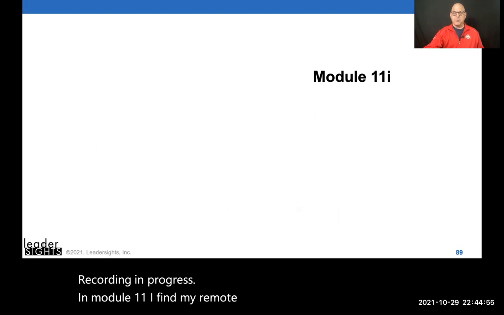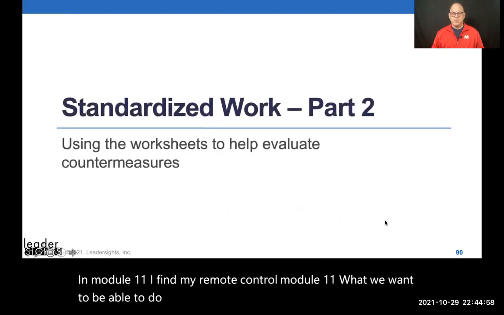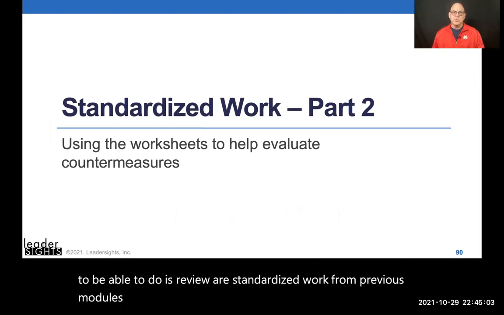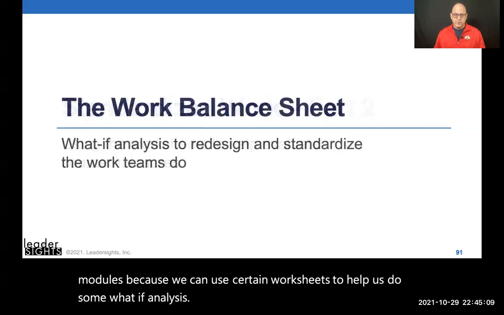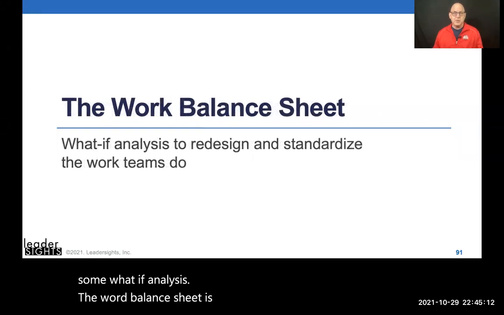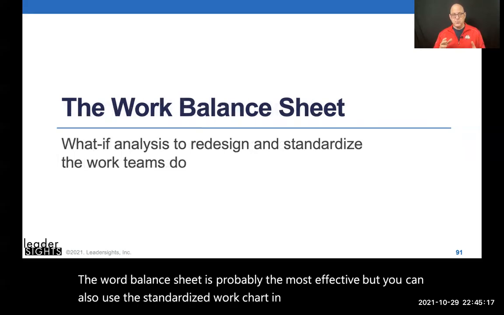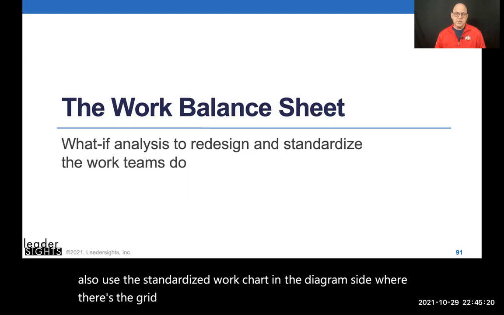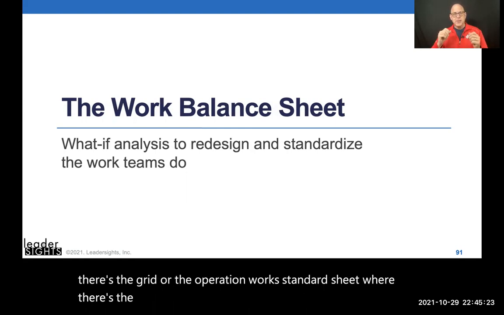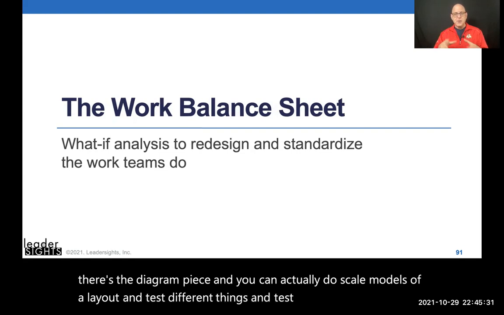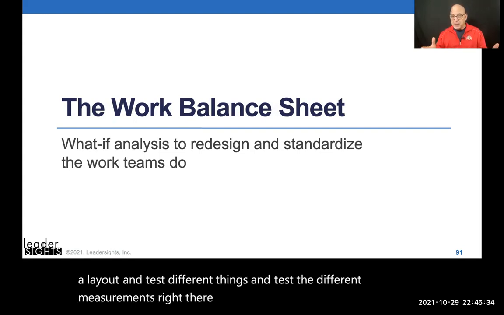In module 11I, what we want to be able to do is review our standardized work from previous modules, because we can use certain worksheets to help us do some what-if analysis. The work balance sheet is probably the most effective, but you can also use the standardized work chart in the diagram side where there's the grid, or the operation work standard sheet where there's the diagram piece. And you can actually do scale models of a layout and test different things and test the different measurements right there on just a sheet of paper.